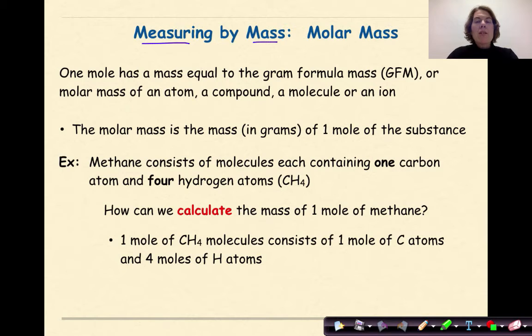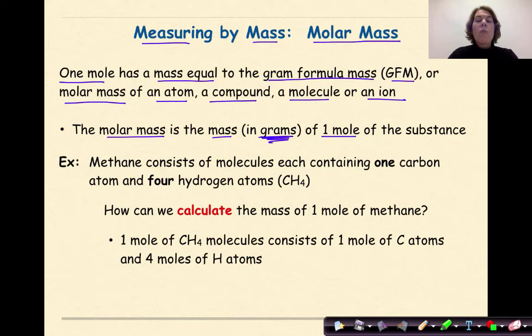Measuring by mass, otherwise known as molar mass, the mass of 1 mole. 1 mole has a mass equal to the gram formula mass, which we'll call GFM, or molar mass of an atom, a compound, a molecule, or an ion. The molar mass is the mass in grams of 1 mole of the substance. Remember, if we're talking about 1 mole, we're talking about 6.02 times 10 to the 23rd particles.